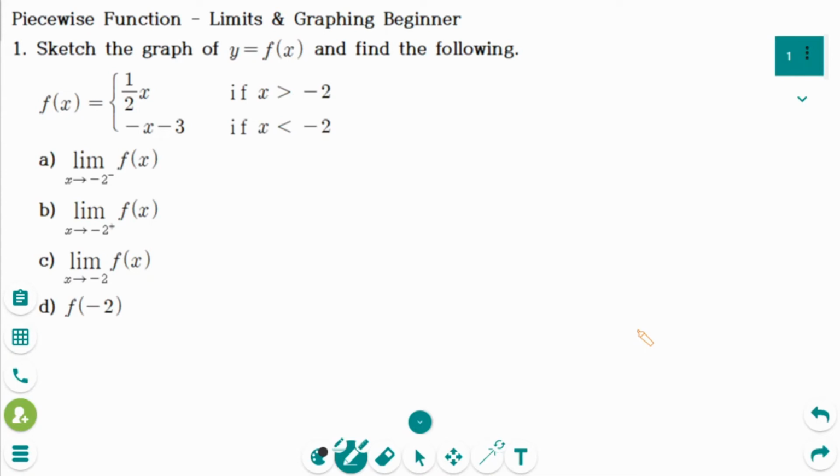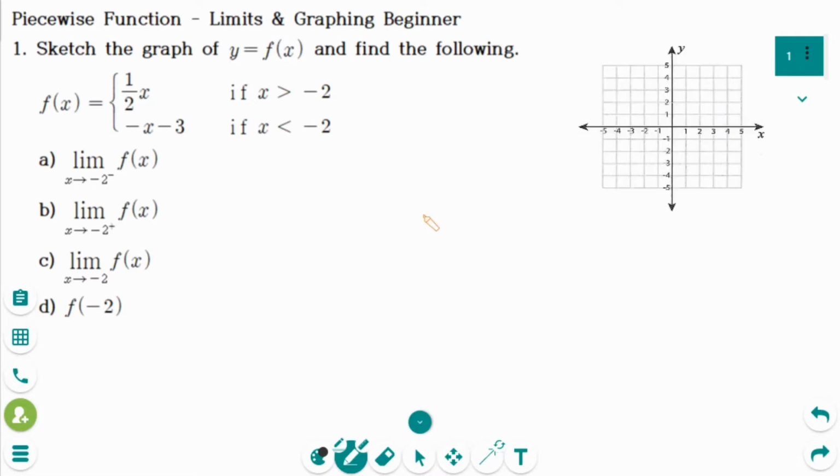This video will cover beginner questions regarding the topic of the limit of a piecewise function, limits and graphing. This is the first question. f(x) is a piecewise function: 1/2 x if x is greater than -2, and -x - 3 if x is less than -2. So, how can we graph this piecewise function?